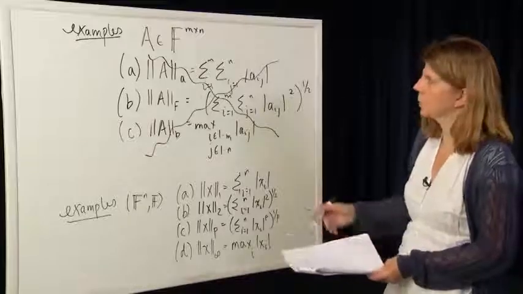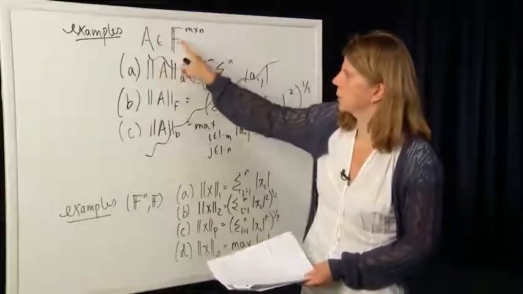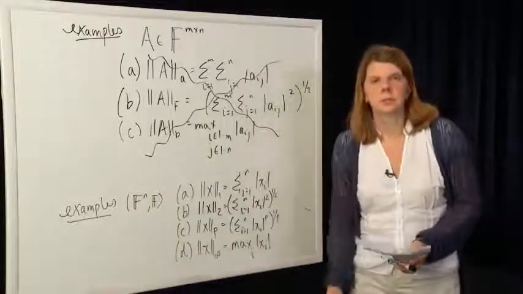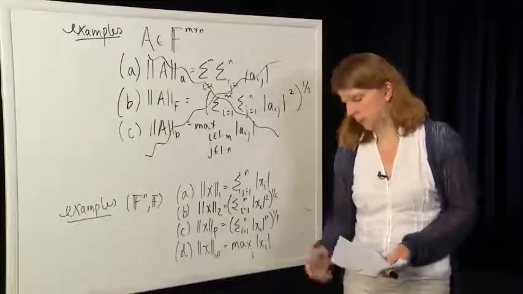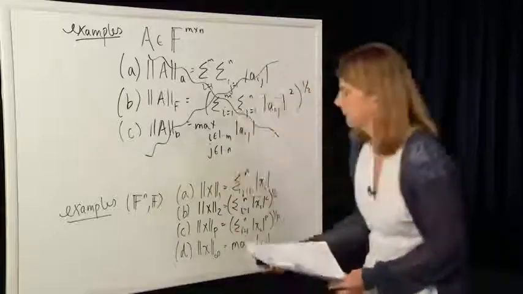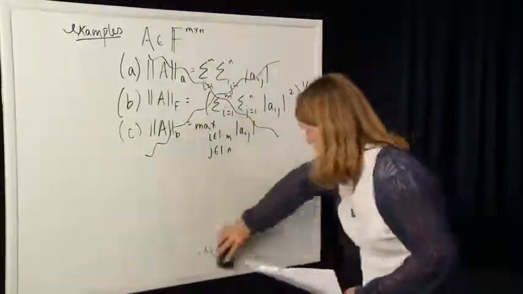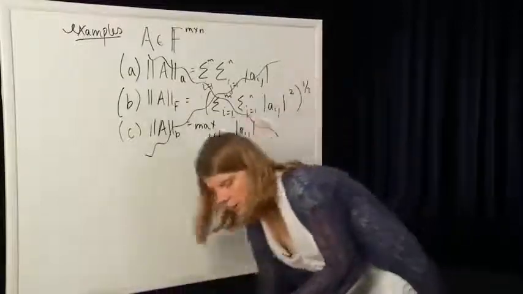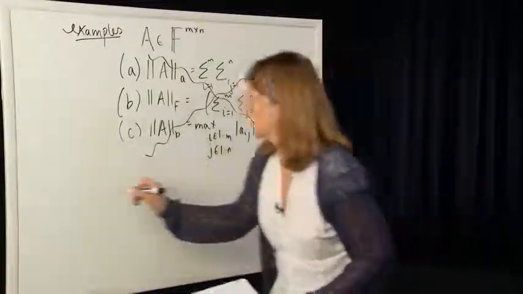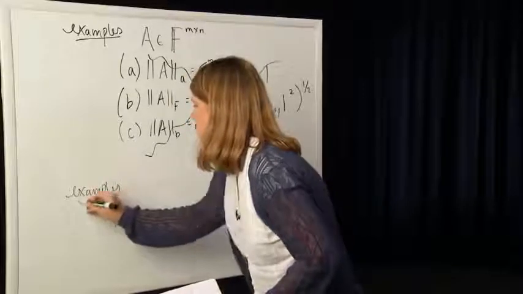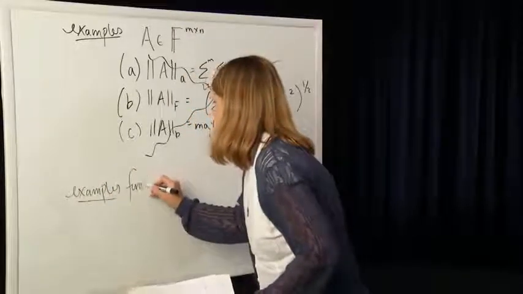So let's think about more spaces. So this vector space or the space of matrices, we talked about standard vectors. What about function spaces? We can define norms on function spaces. And there are some standard ones that we use all the time. So here, examples of vector spaces which are functions.